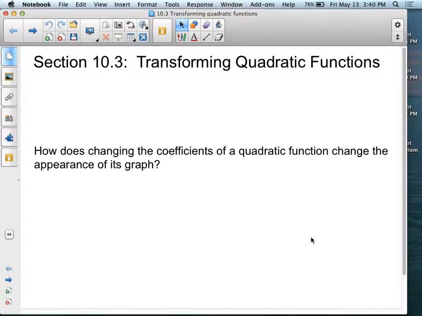So this lesson's on transforming quadratic functions. We want to figure out how changing the coefficients of a quadratic function changes the appearance of its graph. You may remember that we had done this earlier with our absolute value functions, so you might see some similarities here. You might remember some things, and that's going to be great.